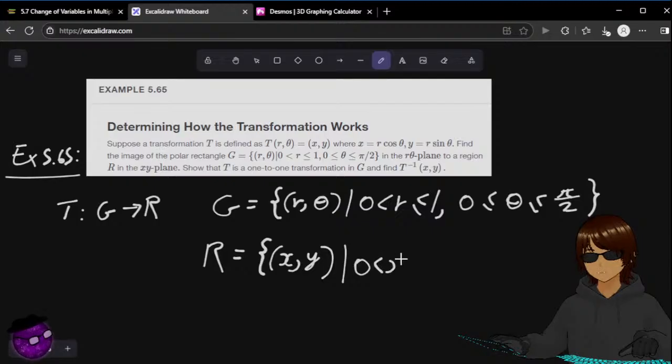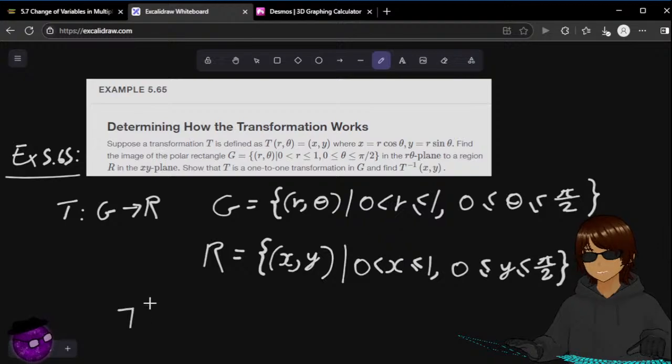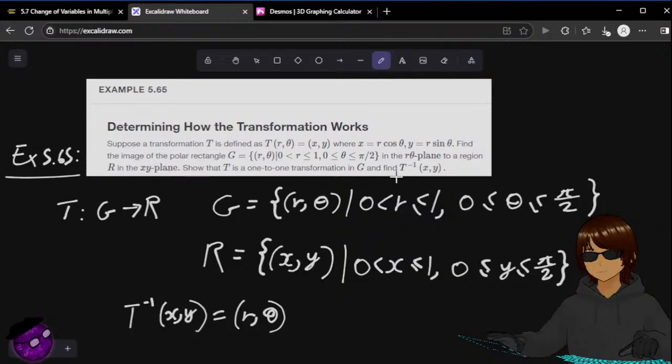So R is 0 to x to 1 and 0 to y to pi over 2. That means T inverse of (x,y) is equal to (r, theta). We know this is one-to-one because every unique value of r and theta gives a unique pair.